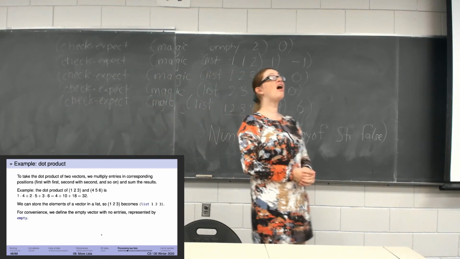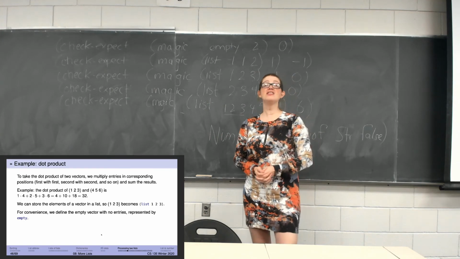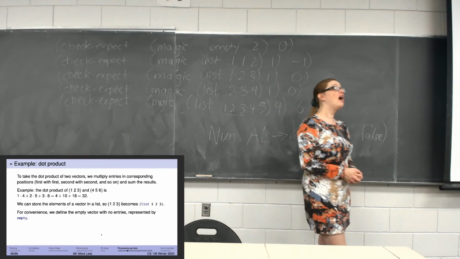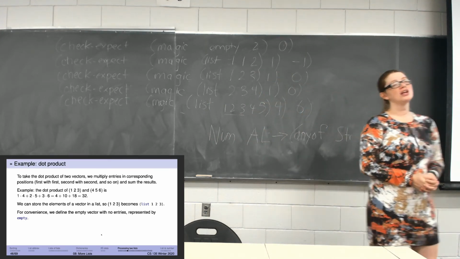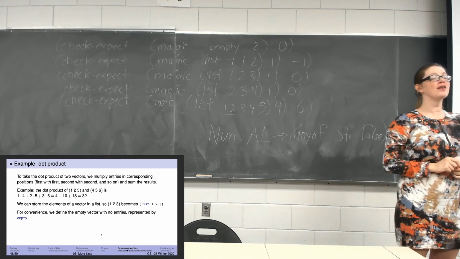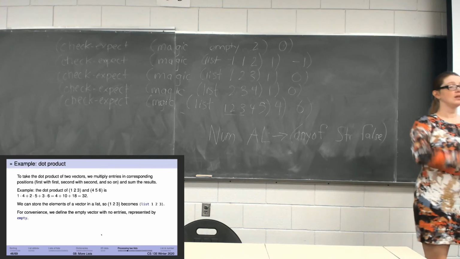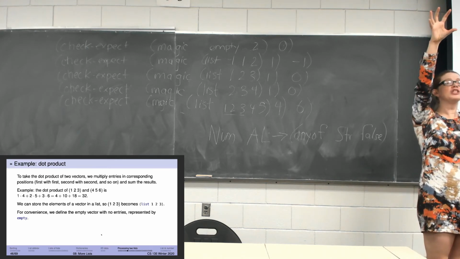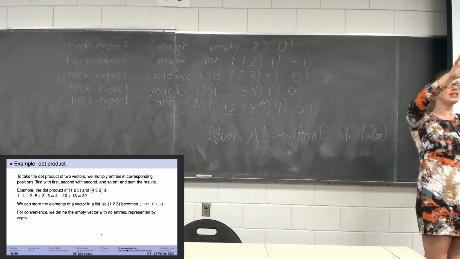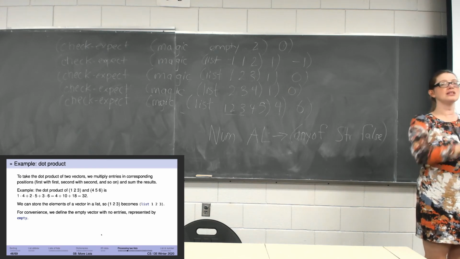And the dot product is the sum of each element of the vectors multiplied together. So if we have 1, 2, 3, and 4, 5, 6 as our two vectors, it's 1 times 4 plus 2 times 5 plus 3 times 6. So it's these two elements multiplied and added to these two elements, multiplied and added to these two elements, and so on and so forth.